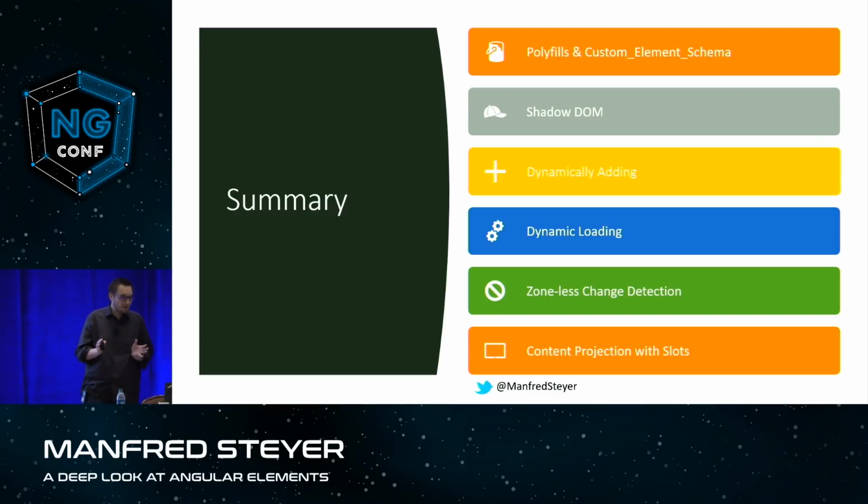We have seen that polyfills are important. Without polyfills, this will not work. We've also seen we need this custom element schema. We've talked about Shadow DOM. This allows us to isolate our styles. We've talked about dynamically adding an element to a page. This is one of the upsides of custom elements. We've talked about dynamic loading and loading external elements. External elements are quite big nowadays, and so we need to use tricks like Ivy. We've talked about zoneless change detection, and we've talked about content projection with slots.